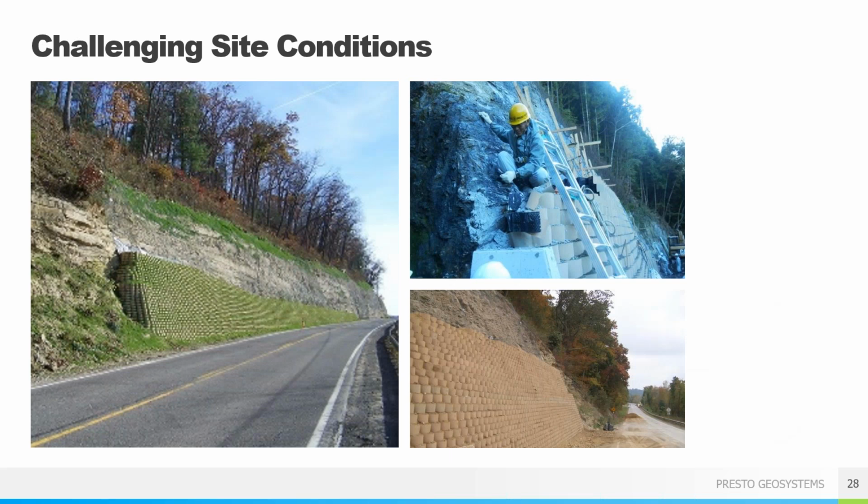So also challenging site conditions. Here you can see these are walls that are basically a front fascia to a rock slope. We're basically preventing the rock. Here's a shale project in Ohio. We're preventing the shale from falling off into this highway, which was always a concern.